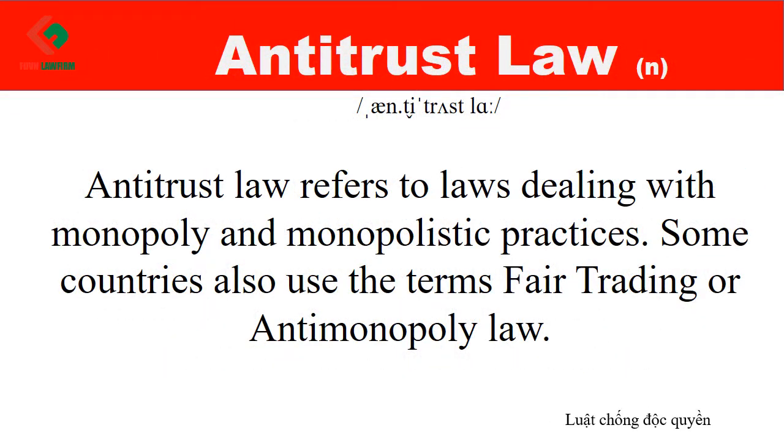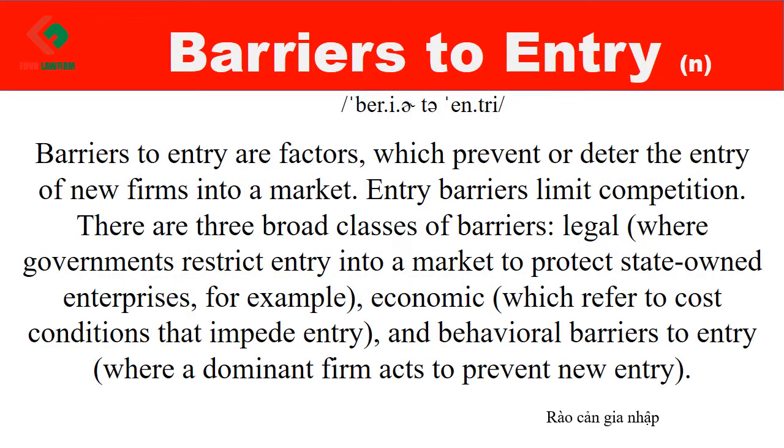Antitrust law. Antitrust law refers to laws dealing with monopoly and monopolistic practices. Some countries also use the terms fair trading or anti-monopoly law. Barriers to entry. Barriers to entry are factors which prevent or deter the entry of new firms into a market. Entry barriers limit competition. There are three broad classes of barriers: legal, where governments restrict entry into a market to protect state-owned enterprises, for example; economic, which refer to cost conditions that impede entry; and behavioral barriers to entry, where a dominant firm acts to prevent new entry.